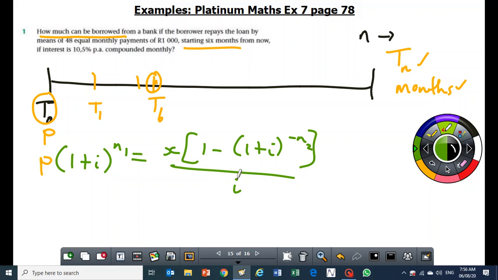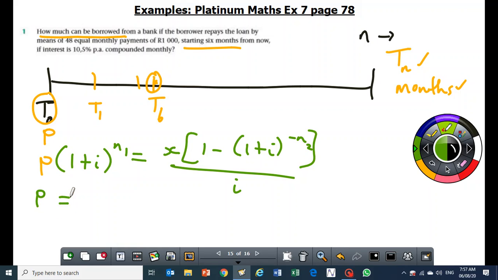So no payment is made at T naught. The first payment is made at T6. So how many payments? It's going to be 5. Then you want to calculate this P, because that's the amount borrowed. So P will be equal to all this.